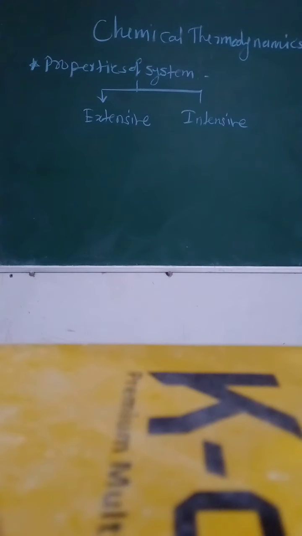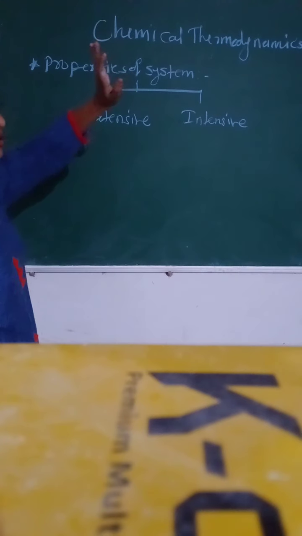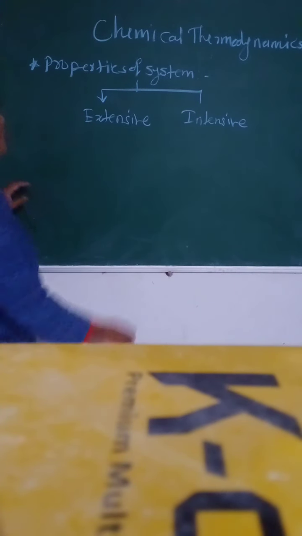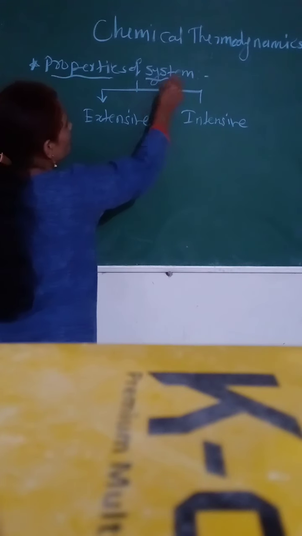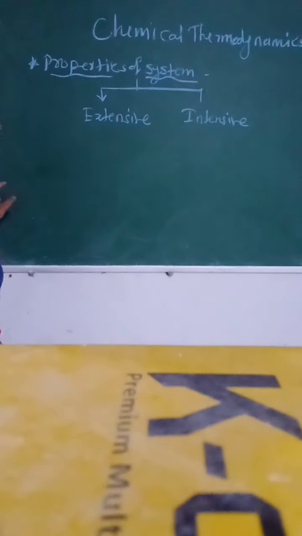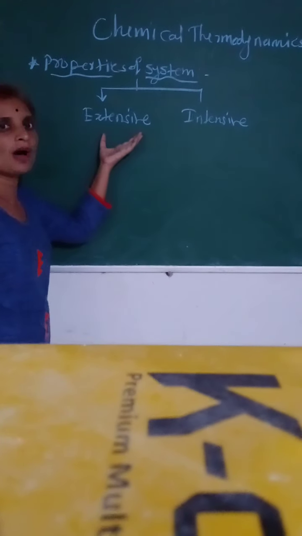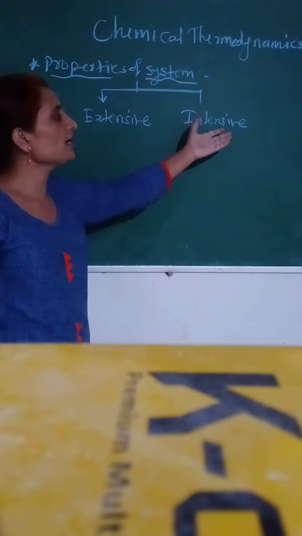Today we have to start the properties of the system. First, we have to study the types of system. Then second, we have to study the properties of the system. The system properties are classified into two parts: extensive property and intensive property.